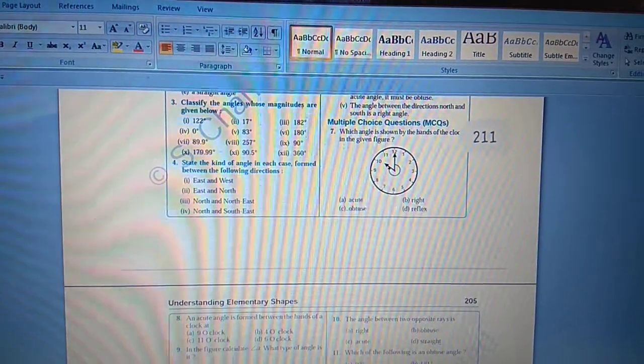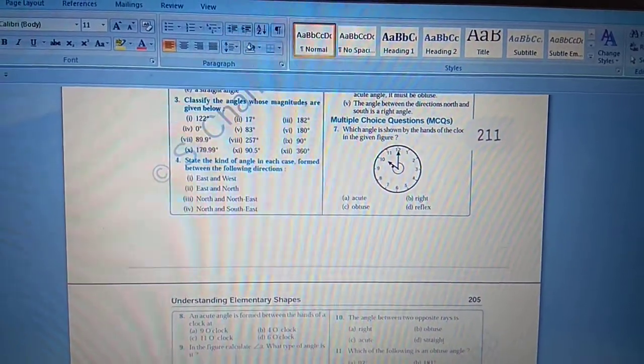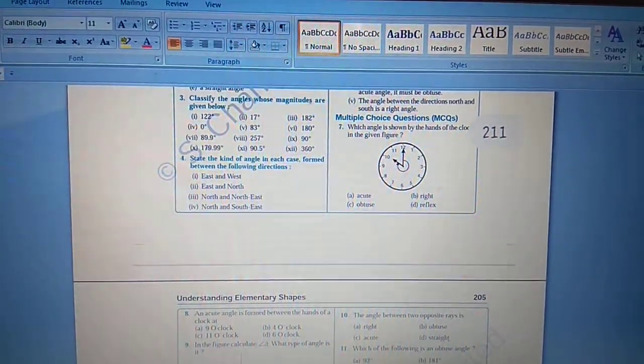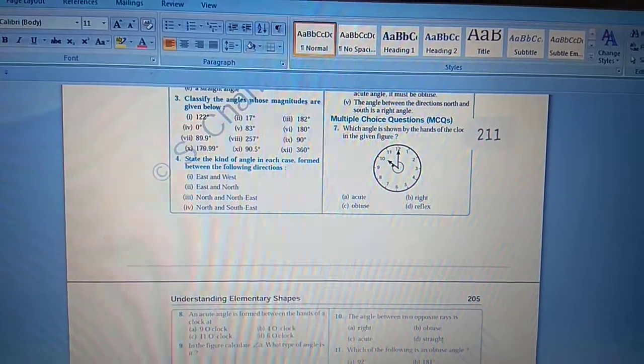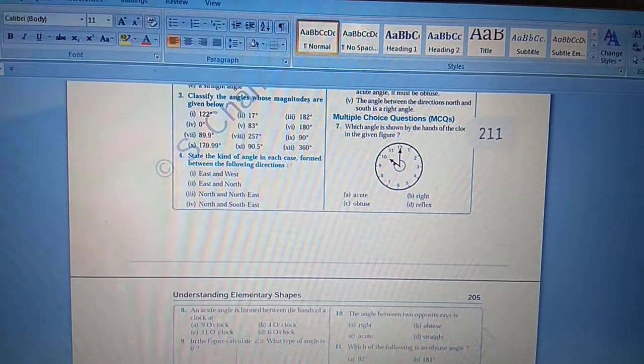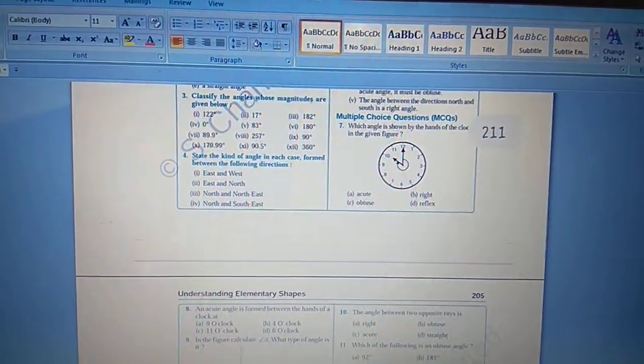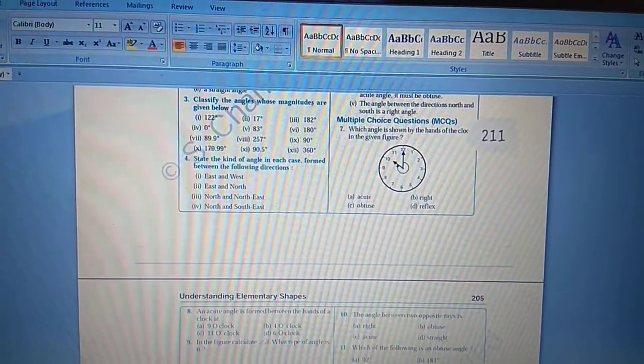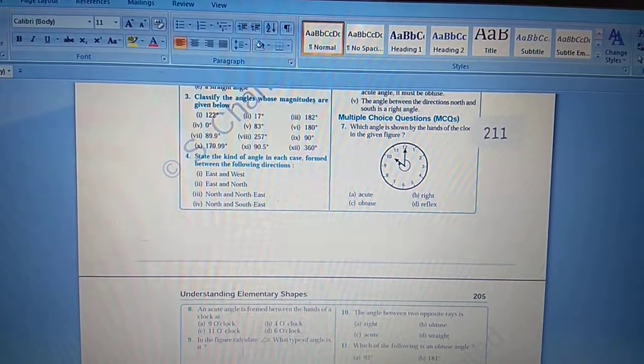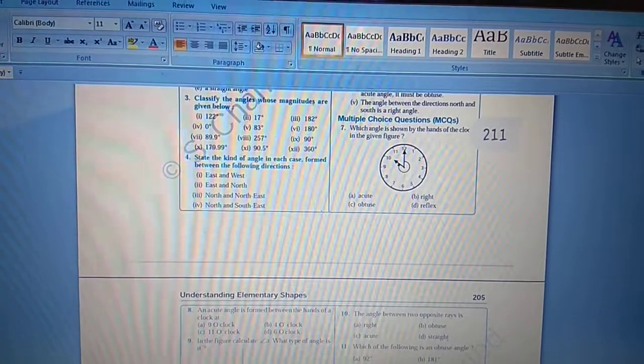So again we are back with this exercise 11b. In the last class we have discussed up to question number 3. Now we will start with question number 4. But before going to question number 4, I will give a brief description of this chapter once again. So in this chapter, what we have learned?